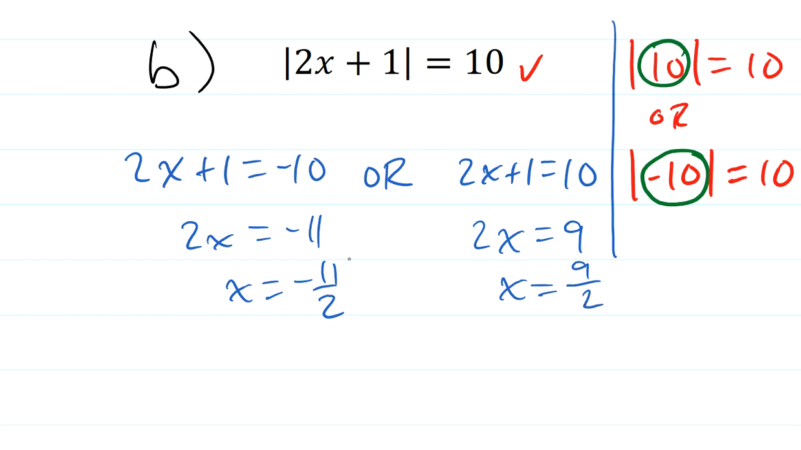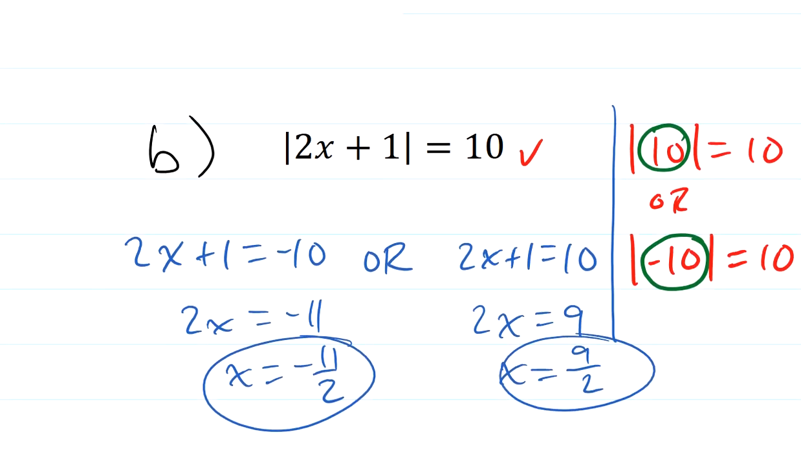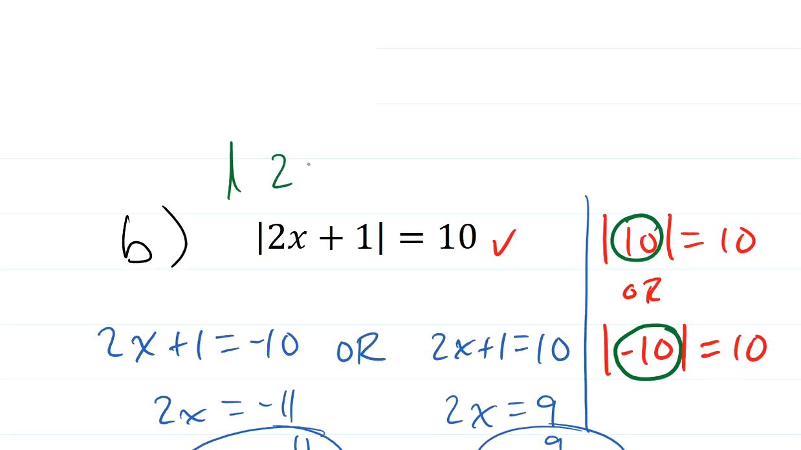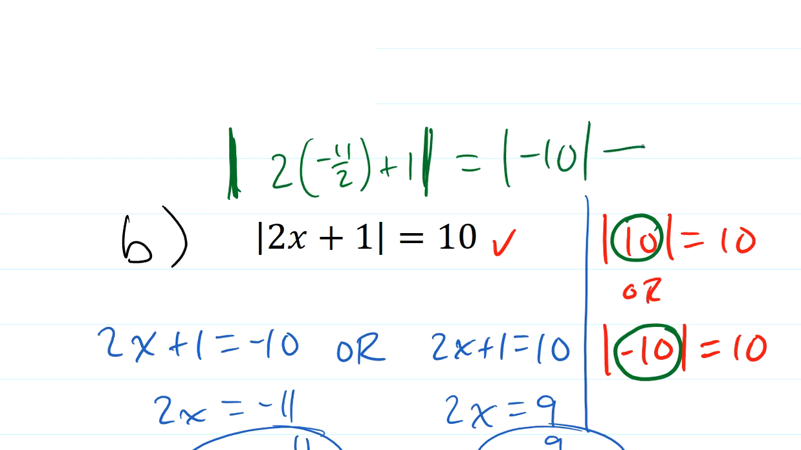Those are my solutions, and not because I think I did this right. They're my solutions because when I bring them back up here and plug them in, in the first instance I have the absolute value of 2 times negative 11 halves and then plus 1. And when I evaluate that, 2 times negative 11 halves is negative 11, and negative 11 plus 1 is the absolute value of negative 10, which is 10. So it absolutely checks in that case.